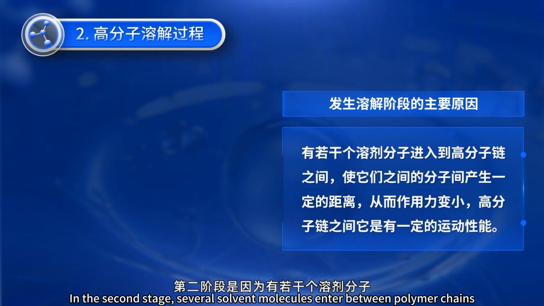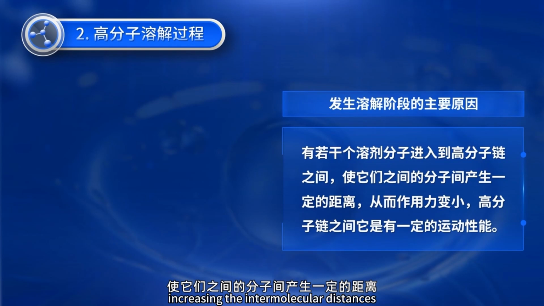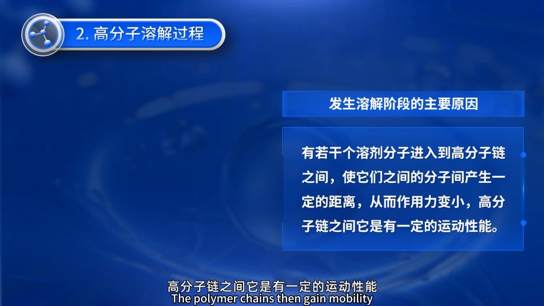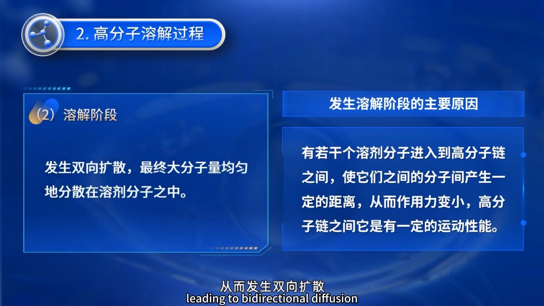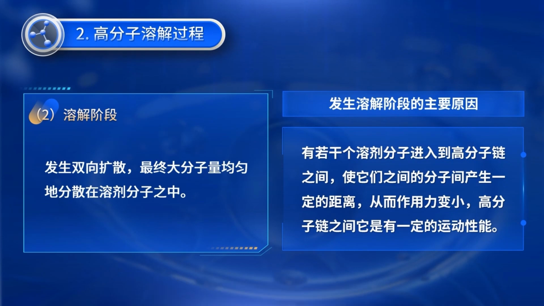In the second stage, several solvent molecules enter between polymer chains, increasing the intermolecular distances and weakening their interactions. The polymer chains then gain mobility, leading to bidirectional diffusion. Eventually, the macromolecular chains become uniformly dispersed among the solvent molecules.